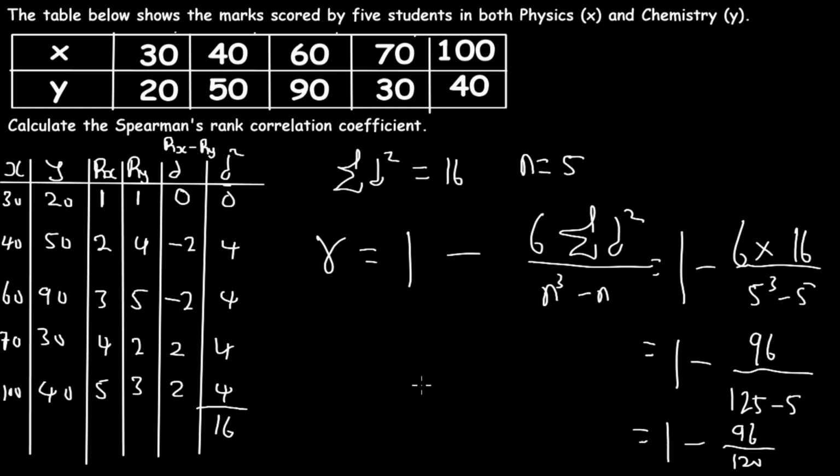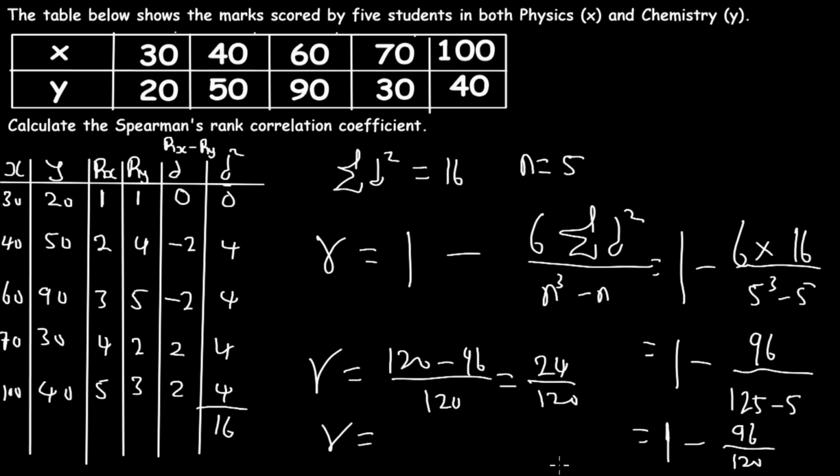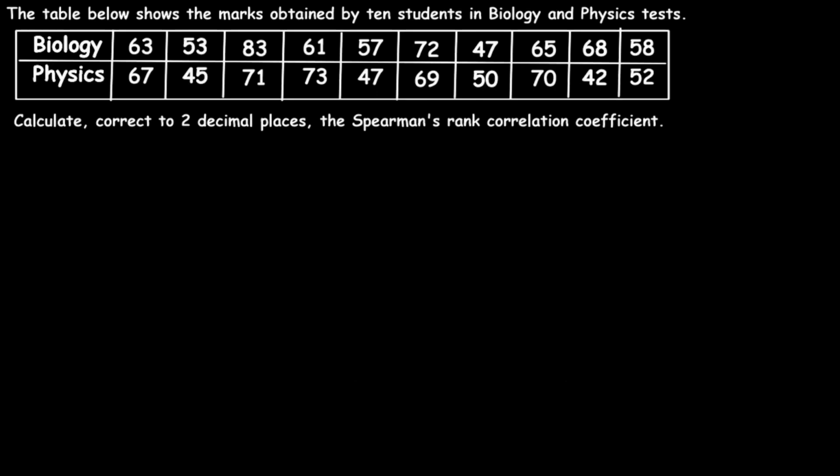If we take the LCM, we should have 120 minus 96 divided by 120. It's like 1 over 1, but to find the LCM, we should get that. So 120 minus 96 is 24. So we have 24 over 120. So the Spearman rank correlation coefficient becomes 24 divided by 120, which is 0.2. And that is our Spearman rank correlation.